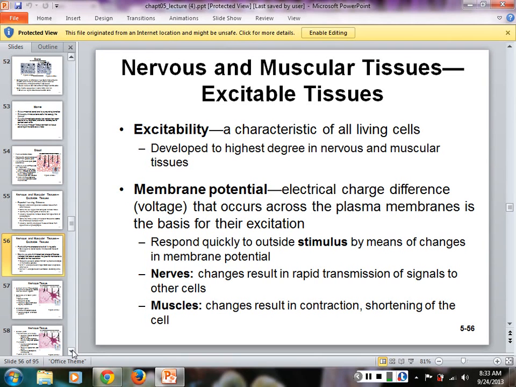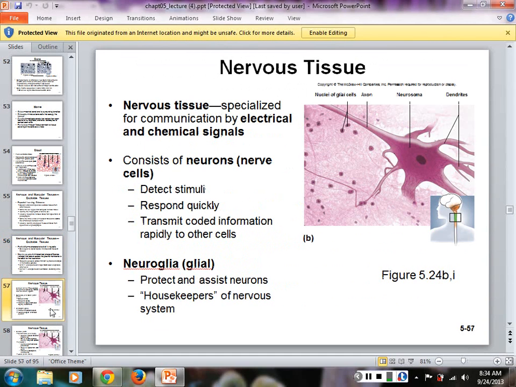So nerve changes result in rapid transmission. Muscle changes result in contraction. You're going to get what? A shortening of what? The muscle. You got it? So here's your little friend right here, that nervous tissue. They're showing you the spinal cord, where you're going to find it. Specialized for communication by electrical and chemical signals.